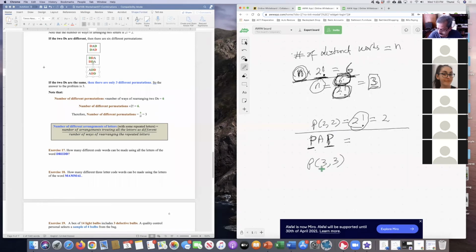And so P(3,3) is the answer, right? Permutation of 3, 3, which is factorial 3. You put that number first, and then divide by the number of ways in which you can rearrange the 2 matching letters. That's factorial 2. So therefore, 6 over 2, which is 3, will be your answer. Okay, if you understood that, then can you tell me what the answer is for exercise 17?